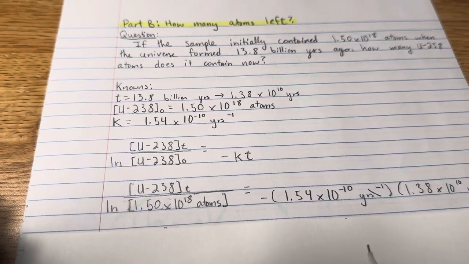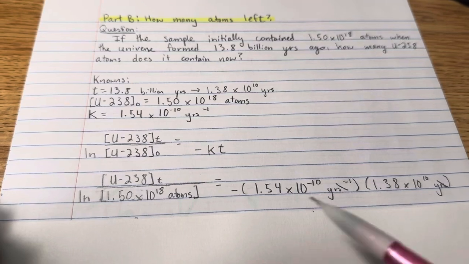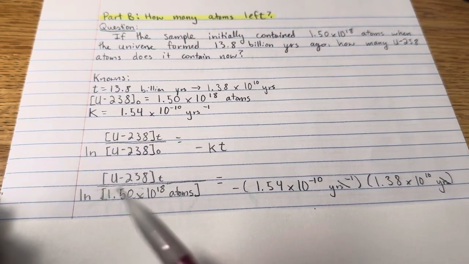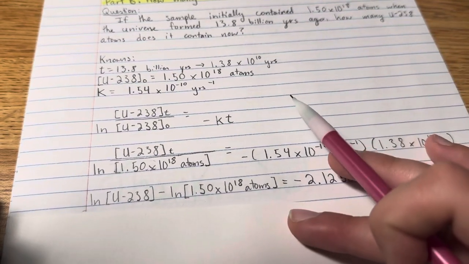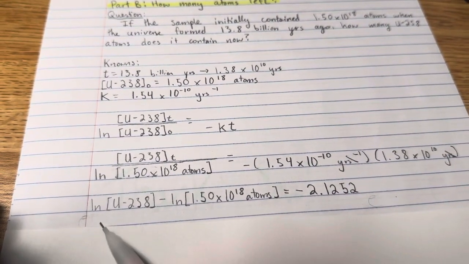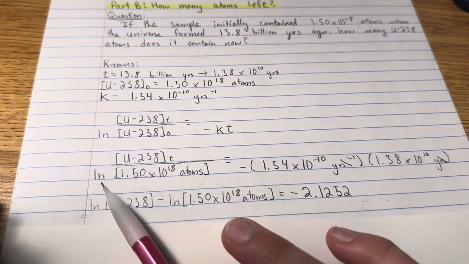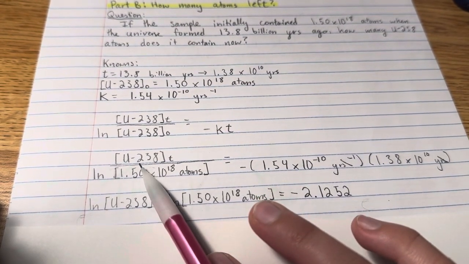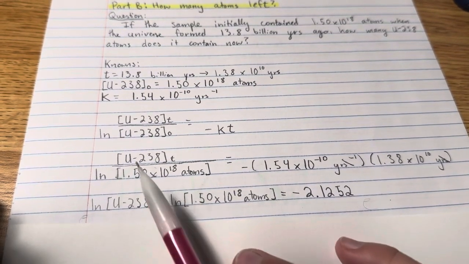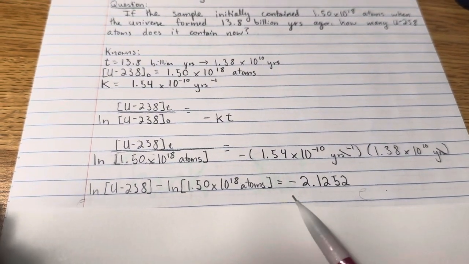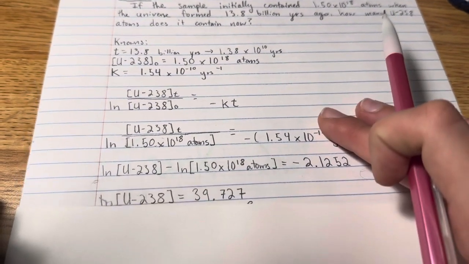And here we have the equation filled out. These units will cancel, so I cross them out, and we have this. Now, once we simplify things a bit more, in order to simplify a natural log, you're going to do ln of U-238 minus ln of the denominator. This is just a log rule. Equals negative 2.1252. That's the simplified.